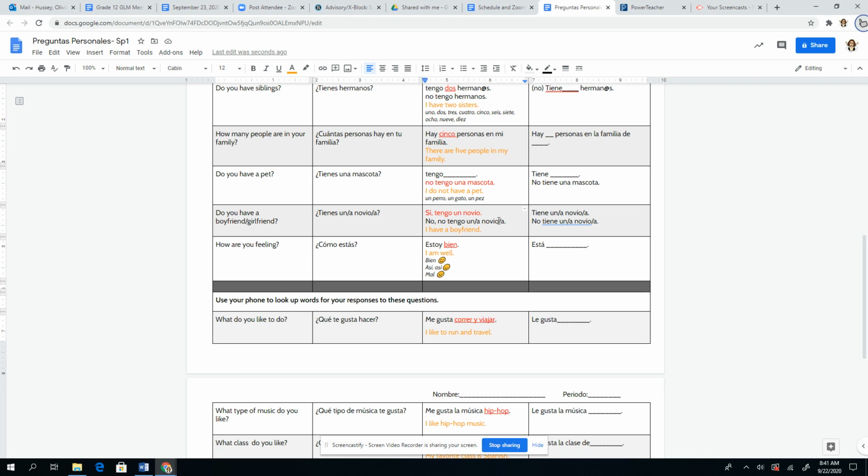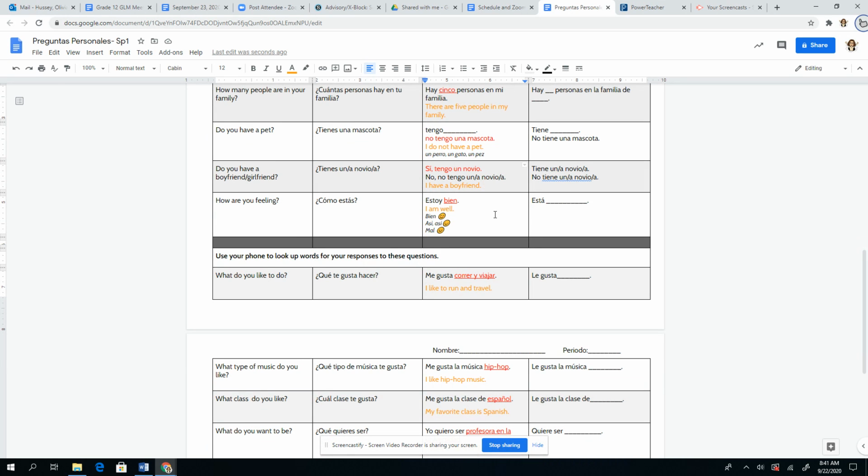The next sentence is asking if you have a boyfriend or girlfriend. Some people find this sentence to be a little bit too personal, so you don't have to include it if you don't want to. Again, we're going to take out the C and we're going to take out the no. And if you can see here how there's like the slash mark, that's because if you say girlfriend, you would say una novia. And if you say boyfriend, you would say un novio. So I have a boyfriend and I would say tengo un novio.